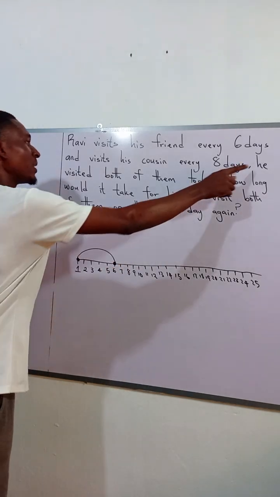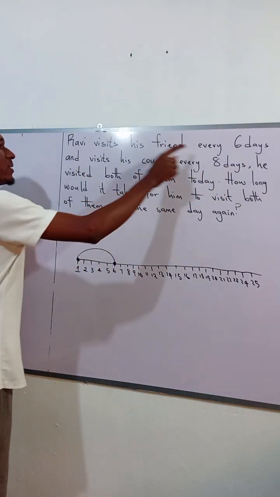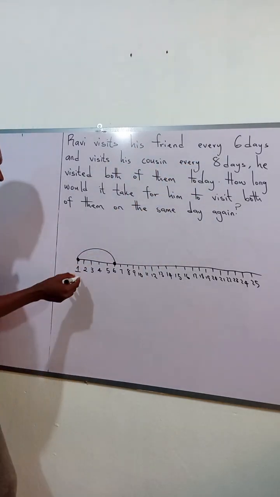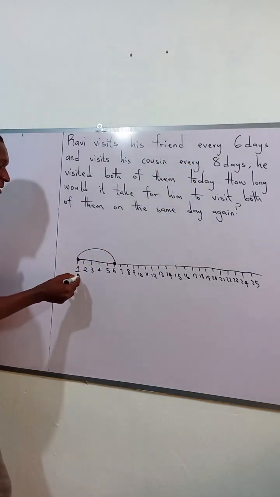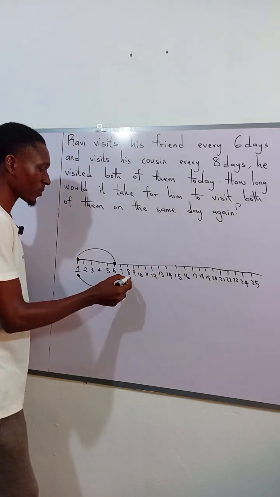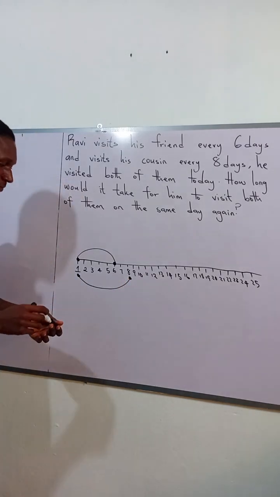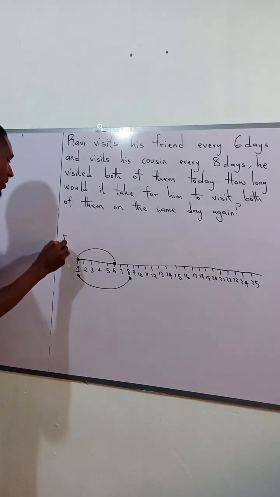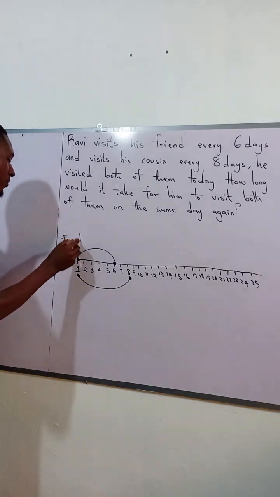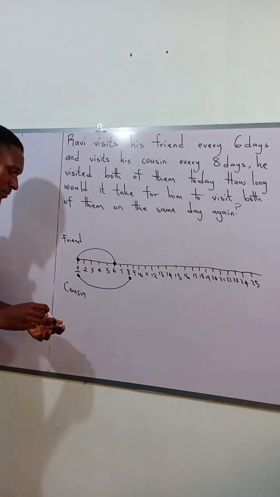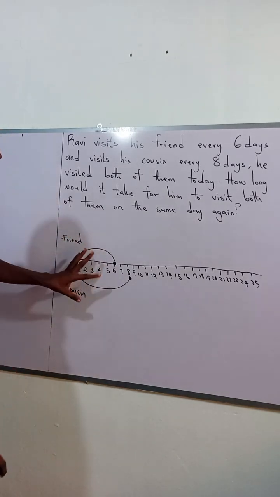And then he visits his cousin every 8 days. His cousin is every 8 days. If he should visit his cousin on day 1, the next time he's going to visit his cousin is what? On day 8. So at the top here is for the friend, and under here is for the cousin. So this is the first story.